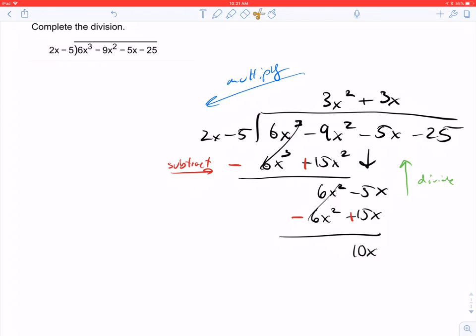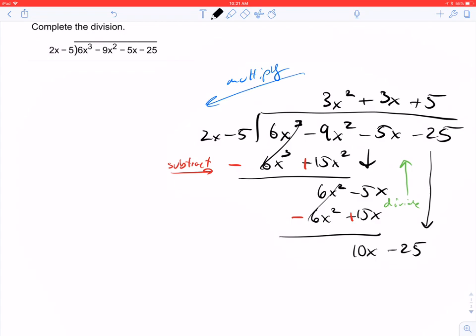Let me move this out of the way. So in that path, we're going to divide. This one just comes down, and we're bringing down the negative 25. So now, what's next? Same thing. It's 10x over 2x, giving us 5. The 10x divided by 2x, the x is canceled, 10 divided by 2 is 5.